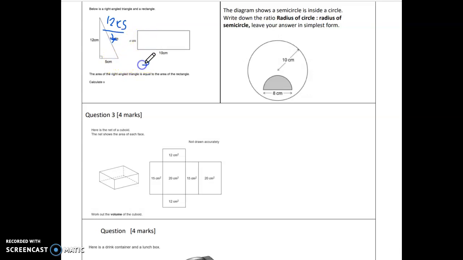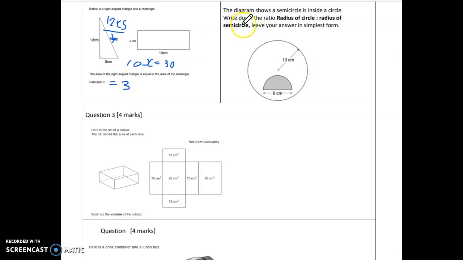So we can put that into an equation if we want and say 10x, so 10 times x gives us 30. So 10 times something gives me 30, so 10 times 3, so x is going to be 3.